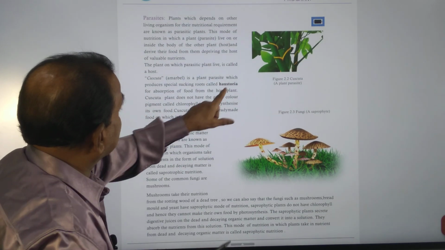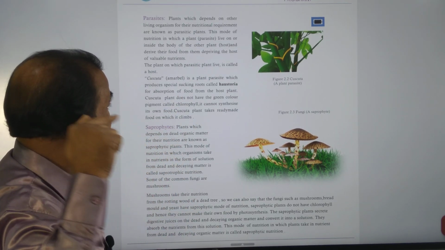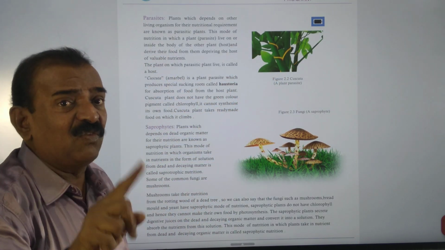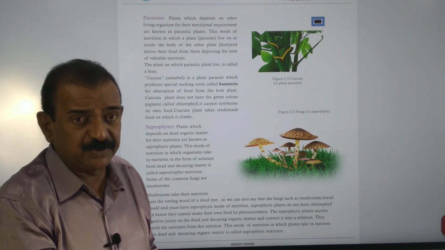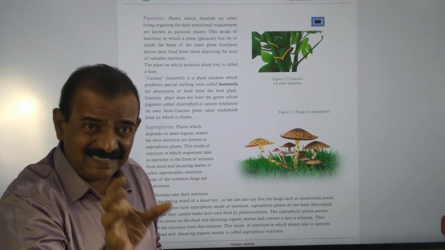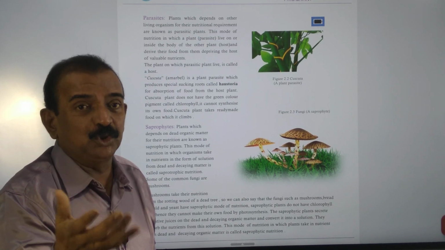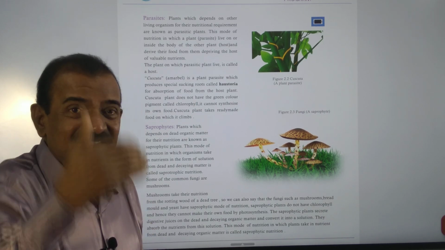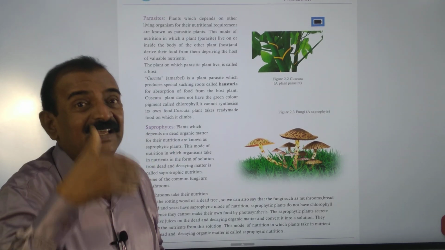A special hook-like structure penetrates the host plant up to the level of vascular bundles. Here plants have tubes present inside the internal part of the plant, and those tubes are called phloem vessels. Through phloem vessels, food is transported from one part to another part.